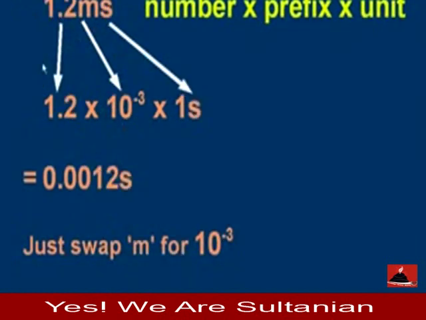Here's another example. 1.2 milliseconds means 1.2. Milli means 10 to the minus 3. And we have the unit at the end, second. All we did was swap the M for 10 to the minus 3, and we've got the answer. We can write it out in normal decimal form if we want, 0.0012 seconds.